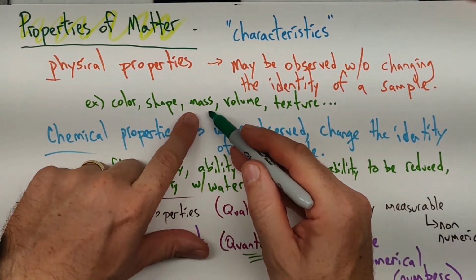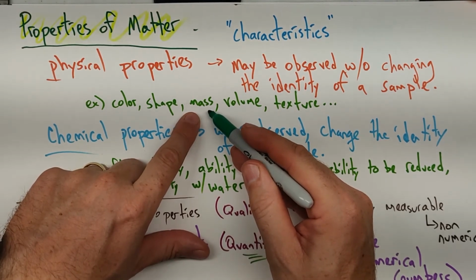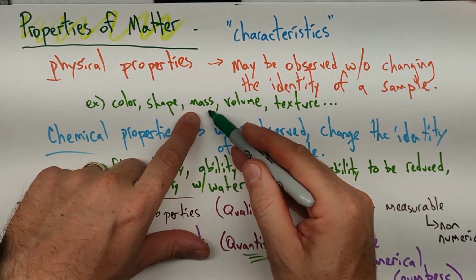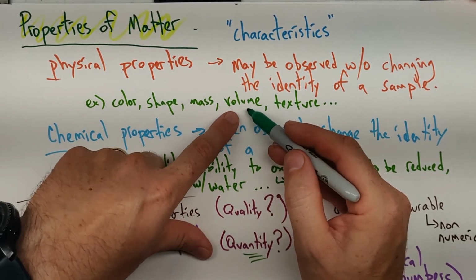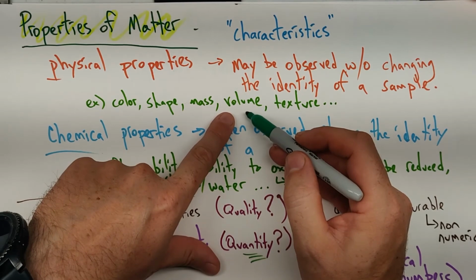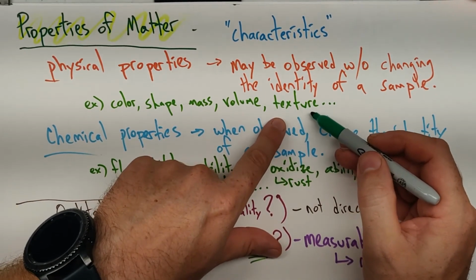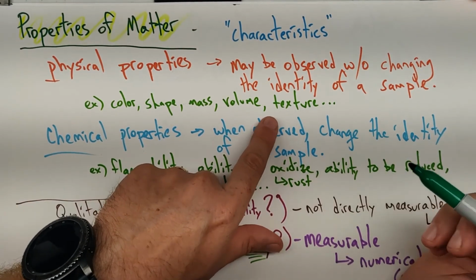If you look at something like mass, does mass depend on the amount of matter you have? Well, yes, by definition, the more matter you have, the more mass you'll have. The more matter you have, the higher your volume. Something like texture, though, is independent of the amount of matter present, so that would be intensive.